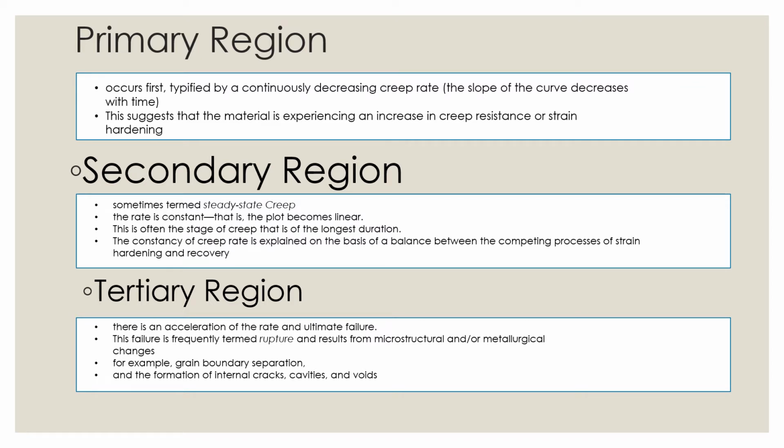The constancy of creep rate is explained on the basis of a balance between the competing processes of strain hardening and recovery. The last region is the tertiary region. There is an acceleration of the rate and ultimate failure. This failure is frequently termed rupture and results from microstructural or metallurgical changes, for example grain boundary separation, and also the formation of internal cracks, cavities, and voids.